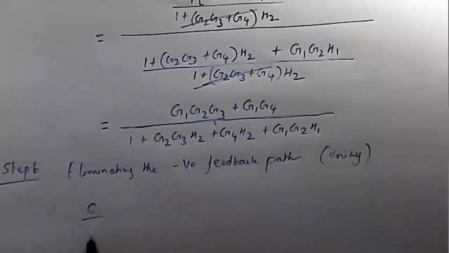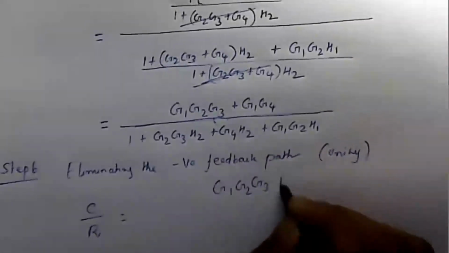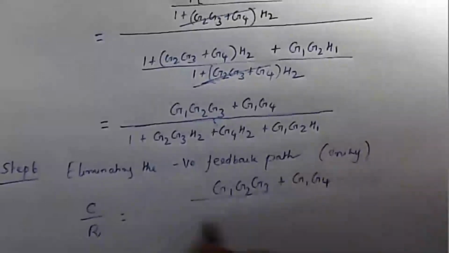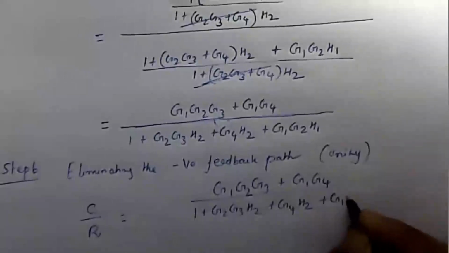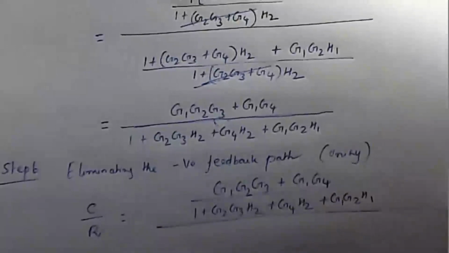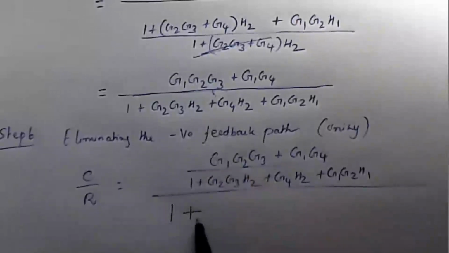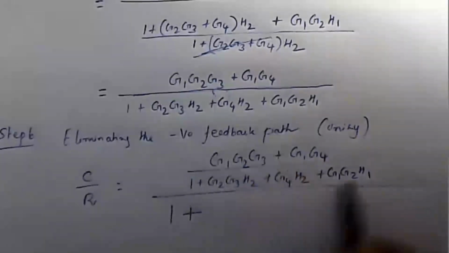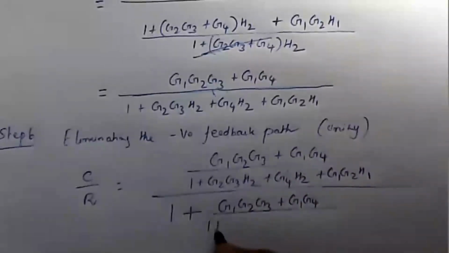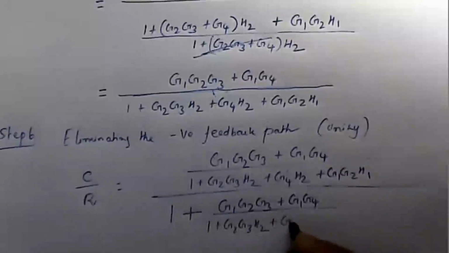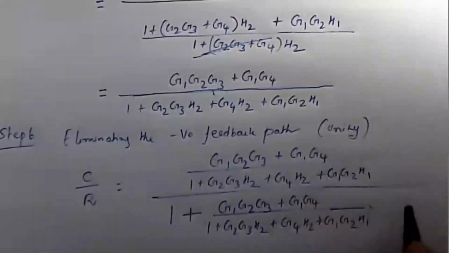Therefore, the transfer function C divided by R is equal to the forward path gain, G1 G2 G3 plus G1 G4, divided by 1 plus G2 G3 H2 plus G4 H2 plus G1 G2 H1, whole divided by 1 plus, because it's also a negative feedback. For negative feedback, the formula is G of S divided by 1 plus G of S into H of S. This is G of S, G1 G2 G3 plus G1 G4 whole divided by 1 plus G2 G3 H2 plus G4 H2 plus G1 G2 H1, into 1, the unity feedback. So into 1. Then take LCM.